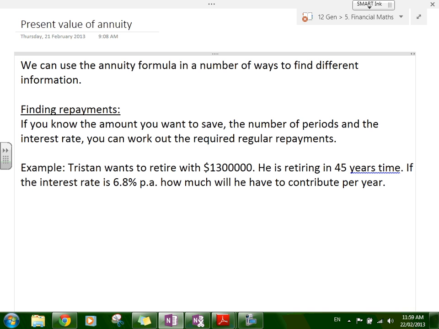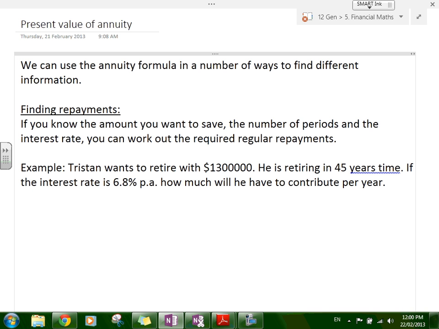So if you want to know the amount you want to save, if you have a goal of saying in 20 years I want $600,000, and you know what the interest rate is going to be over that period, and obviously you know the period as well, 25 years, then you can work out how much do I need to pay per time. Alright? And so what we need to do is use the annuity formula and then rearrange it.